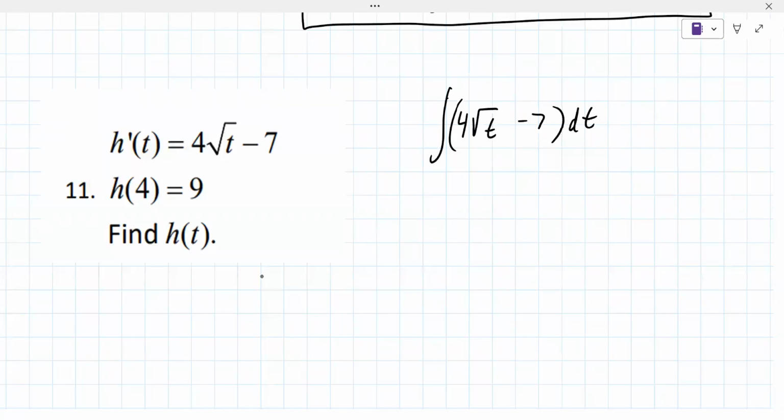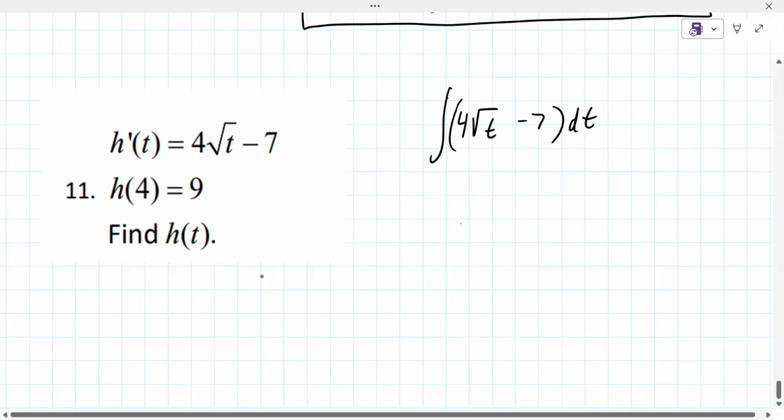Let me know when you've got your antiderivative for this one. Oh, okay, I think I have the antiderivative. Okay, go ahead. It would be 8/3 t to the 3/2, minus 7t plus c. Good, and that's your h of t. So now I want you to find the constant, and it's not 9.